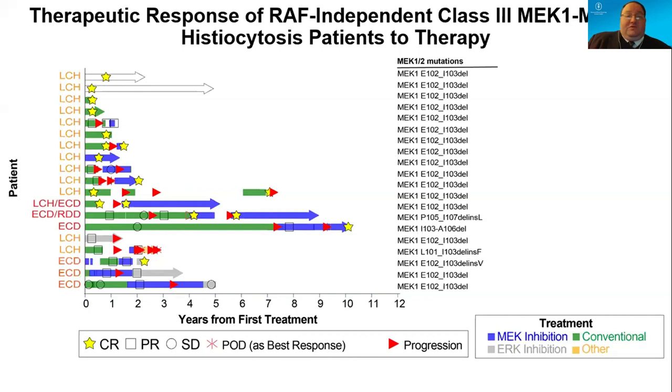So we used ulixertinib, which is an ERK1/2 inhibitor, which you'll see more in this kind of aqua color. And some of the patients had progression of MEK1 mutations. The few anecdotal cases we saw had nice responses to this inhibitor.